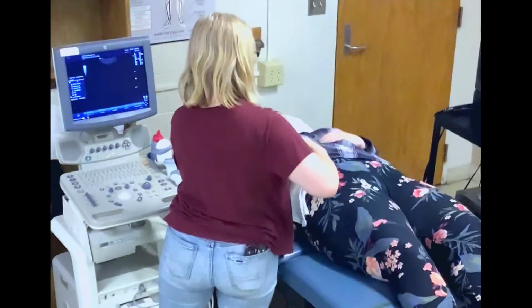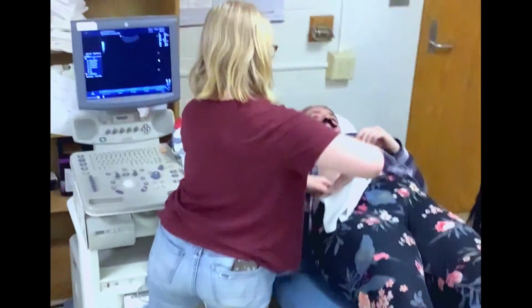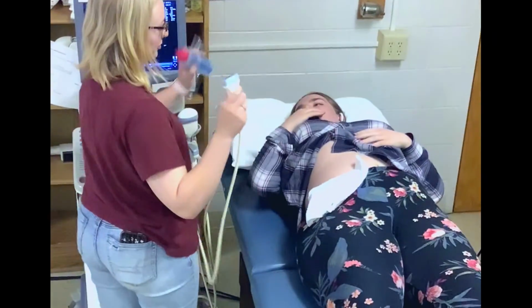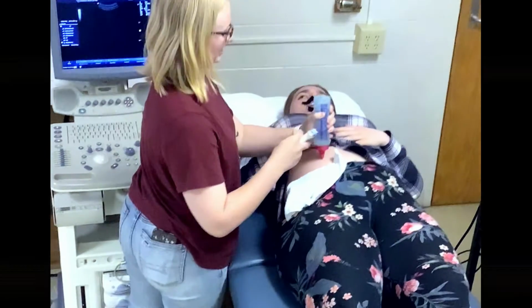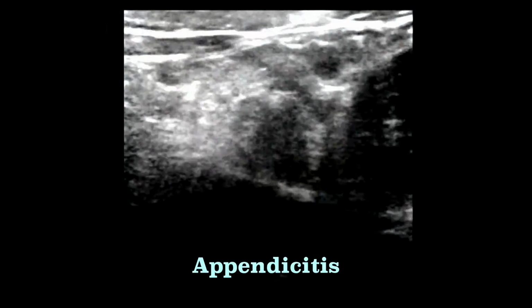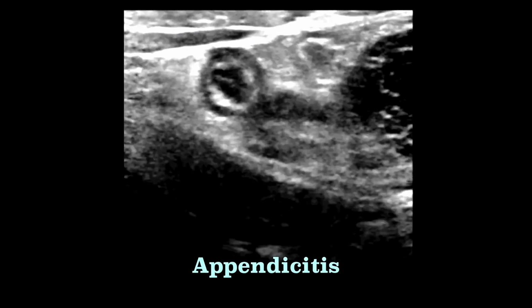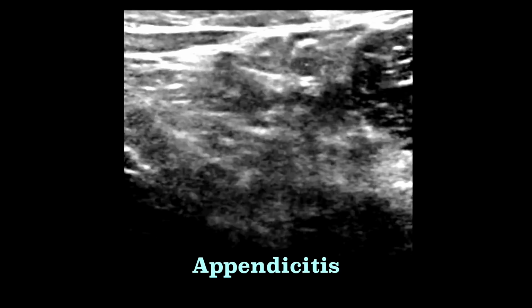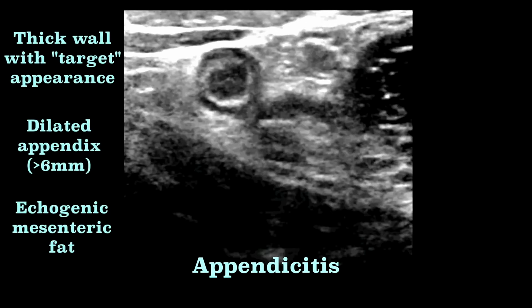No! Take a look at your right lower quadrant using a small parts probe. Let's have a look with ultrasound. We have the thick-walled, dilated appendix, just as we saw on CT. We can also see evidence of the fat stranding seen on CT, as the mesenteric fat appears diffusely echogenic.